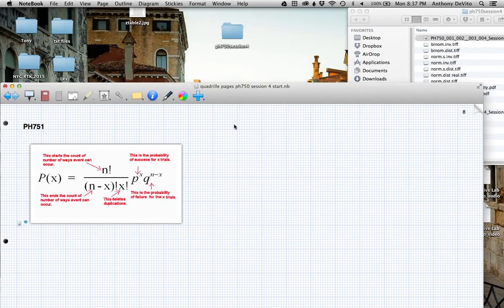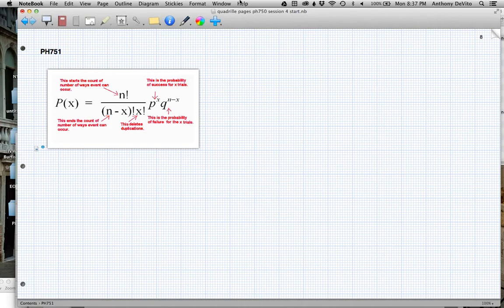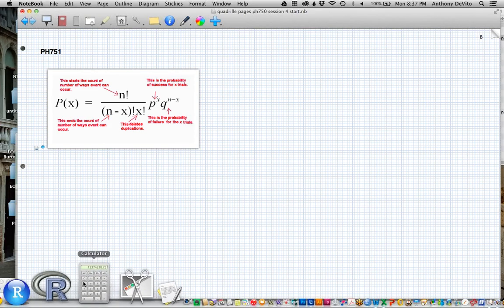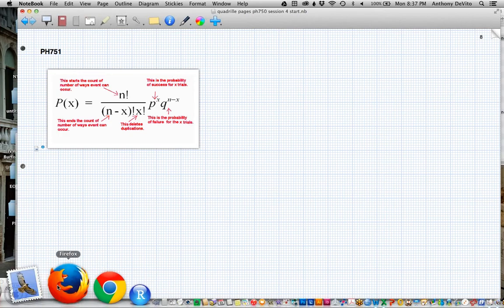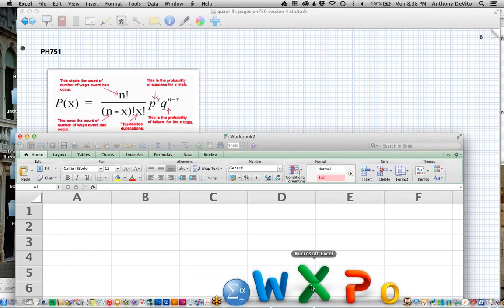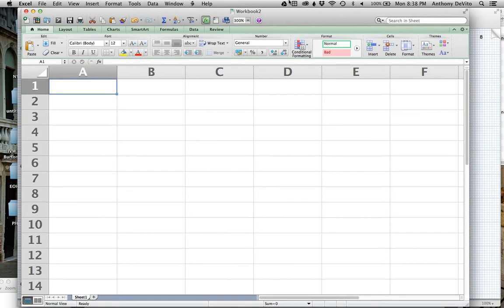Excel has this formula built into it. It can help us calculate these probabilities. And the function that it uses is, mysteriously enough, BINOM.DIST. Okay, I'm going to pull it up in a second. And I'm going to use this example that we were just talking about.